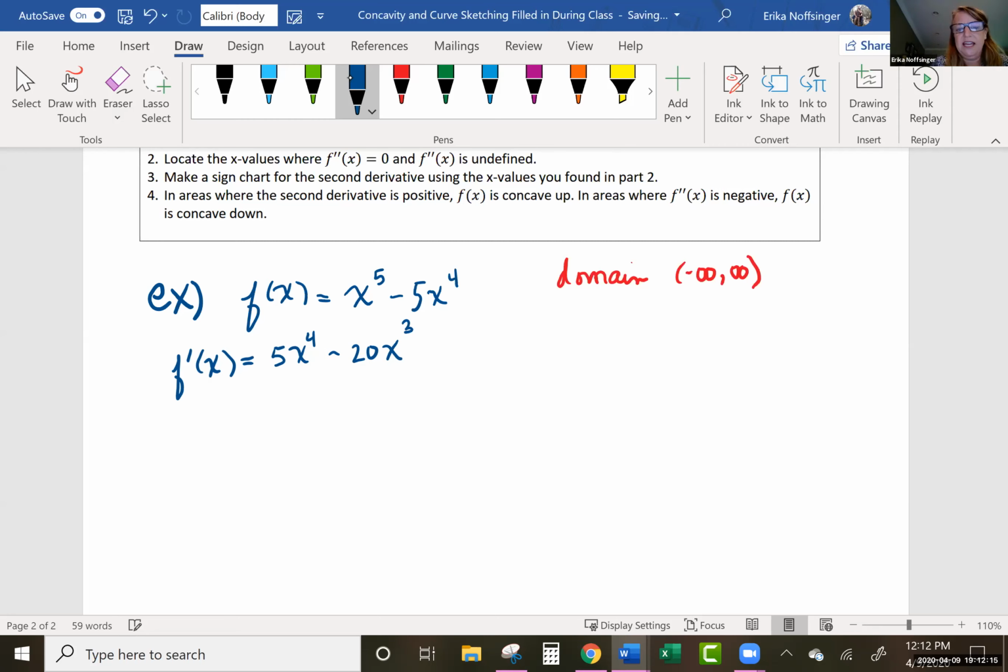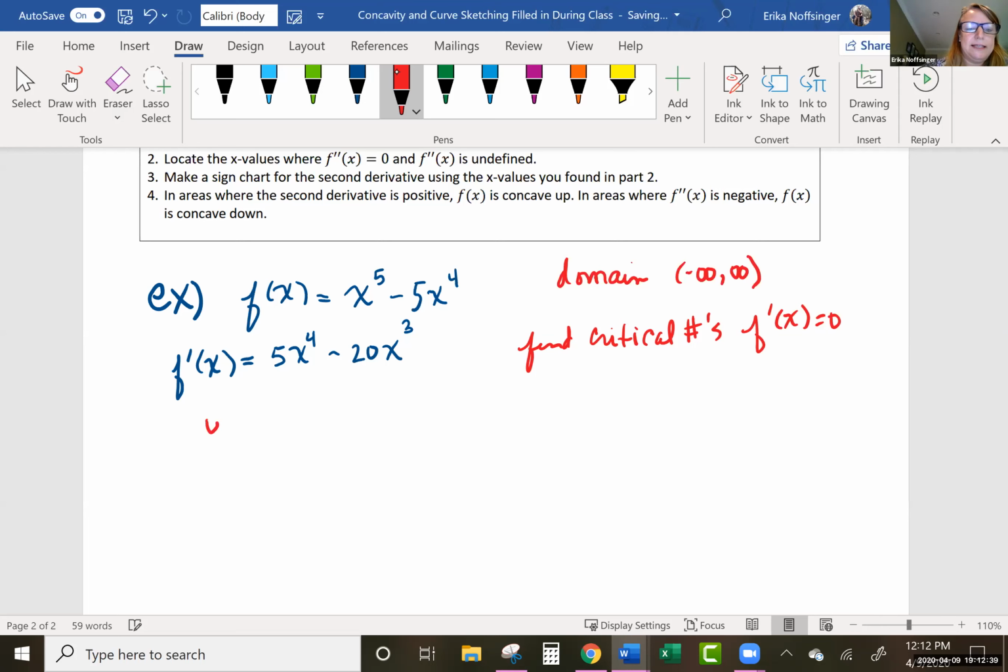So I notice again, this is defined everywhere. So I'm only worried about when this is equal to 0, and those are going to be my critical numbers. So we're going to find the critical numbers, and we're going to set that equal to 0. And I notice that I can factor that.